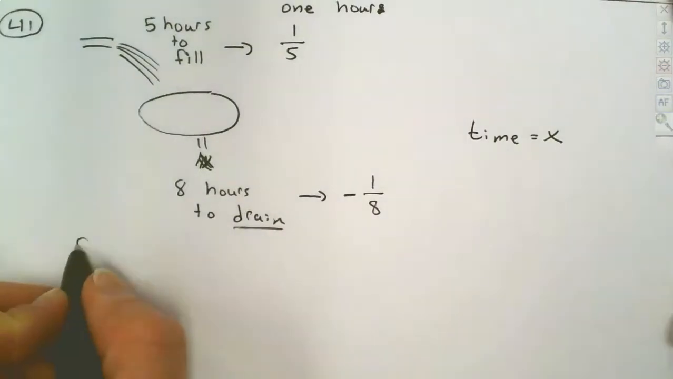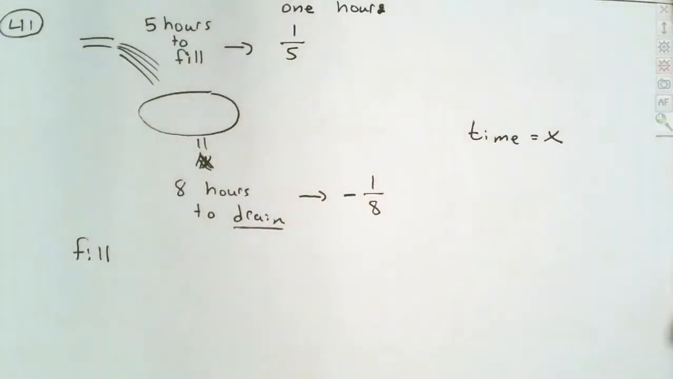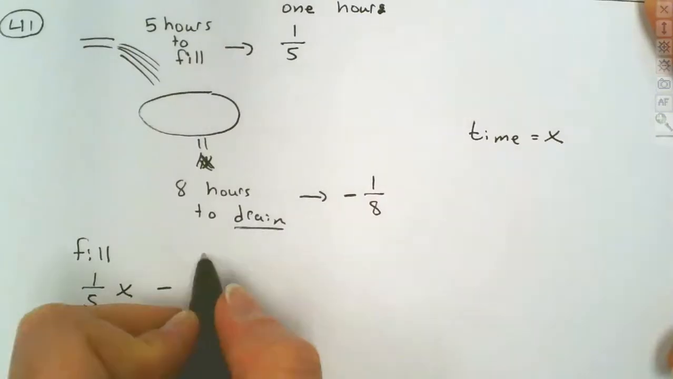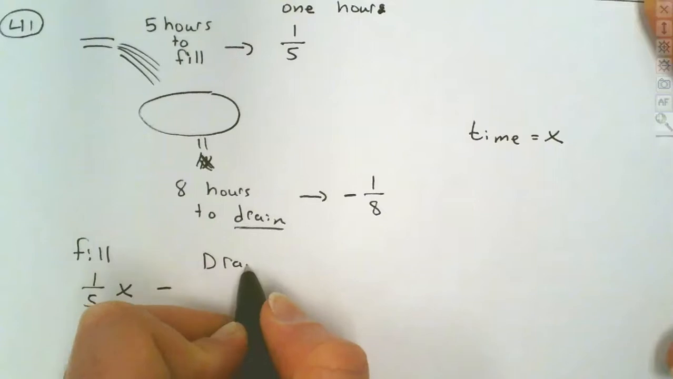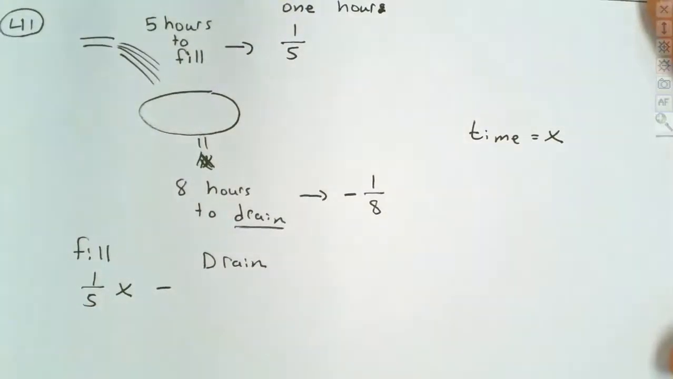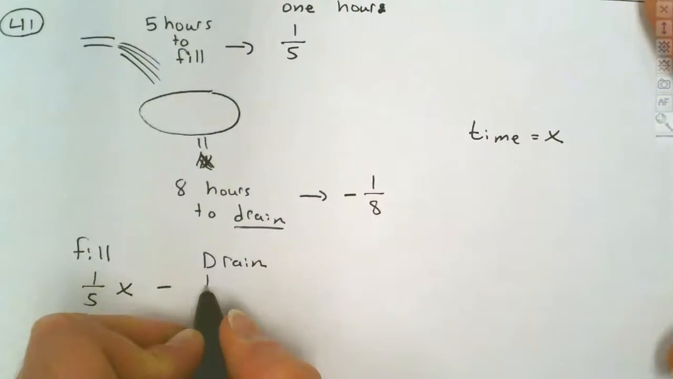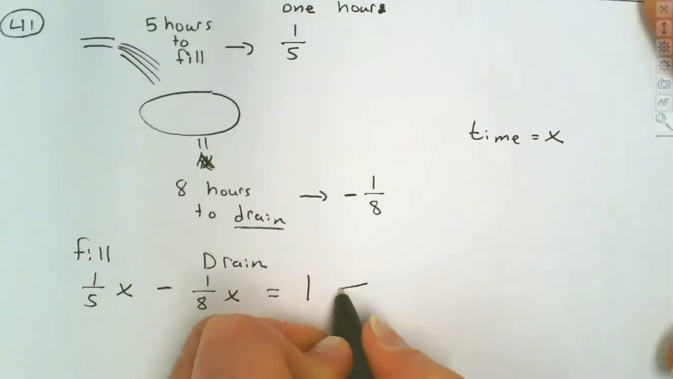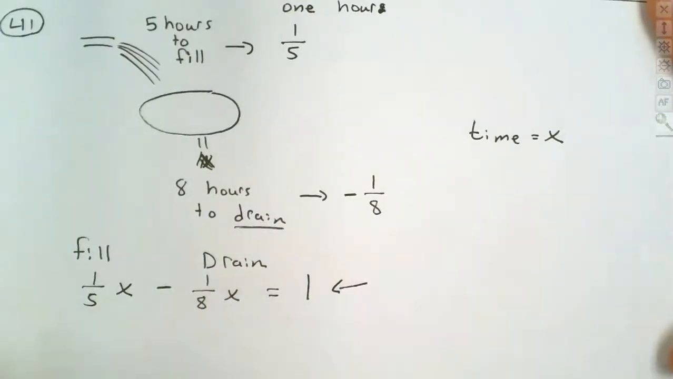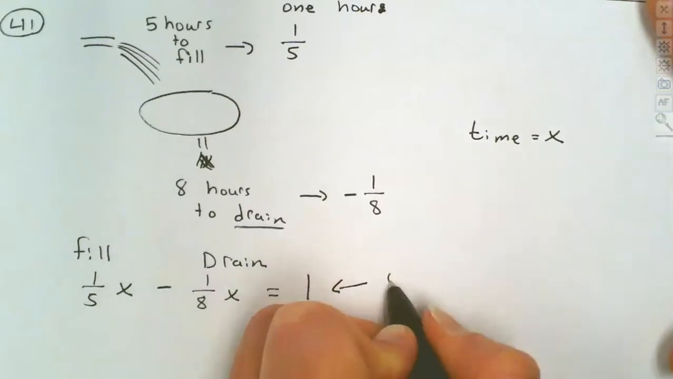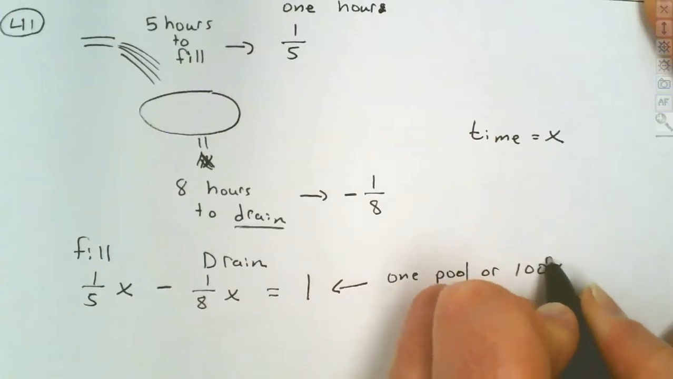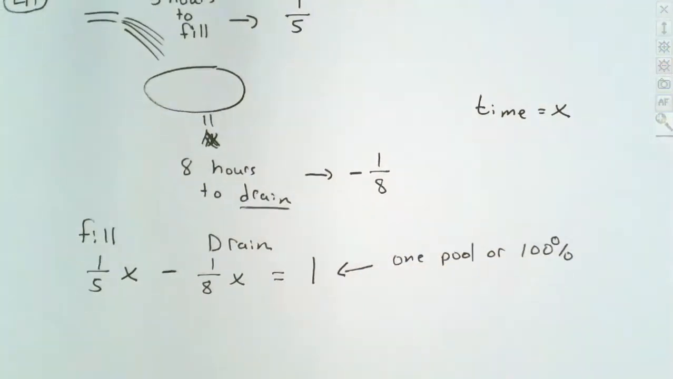So now we're going to look at the fill part. It takes 5 hours to fill, so that's 1/5. So that's going to be 1/5 x. Now the drain, we're going to use a negative. And how much of the water is lost to the drain every hour? 1/8. So that's going to be 1/8 x. And what does it equal? It equals 1. Why does it equal 1? Because that is one pool, or 100%. So that's what we've got there.